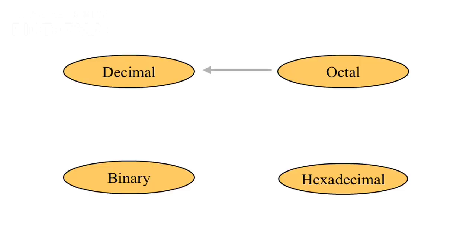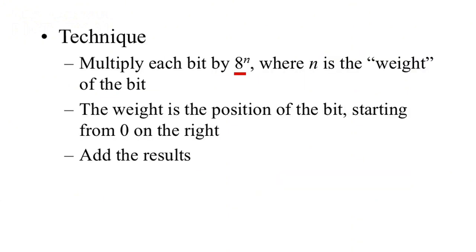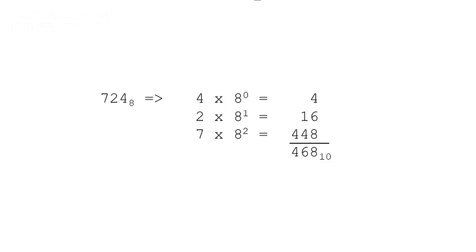Now, let's look at how to convert an octal number into a decimal number. The technique is similar to binary conversion but uses base 8 instead of base 2. Here's an example of converting the octal number 724 to its decimal equivalent.